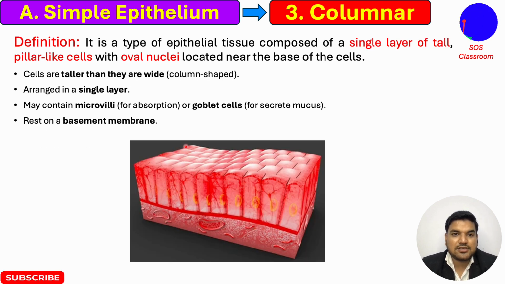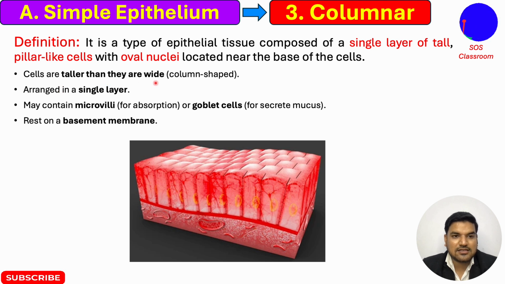Next is the columnar epithelium tissue. Columnar epithelium tissue is made by a single layer of tall, pillar-like cells. You can see these are the pillar-like cells with oval nuclei. The nucleus is present in an oval shape, located near the base of the cells. So in the squamous and in the cuboidal, the nucleus is present in the center, but in the columnar tissue, the nucleus is present at the base of the cells.